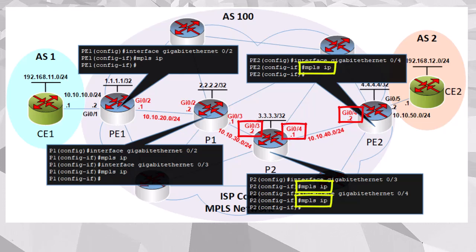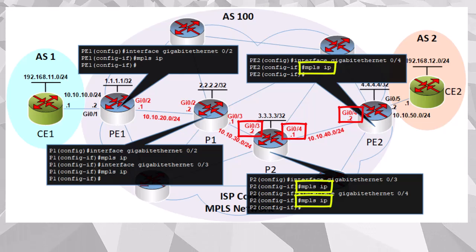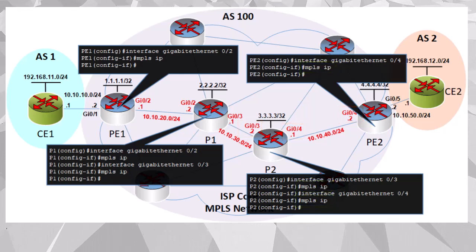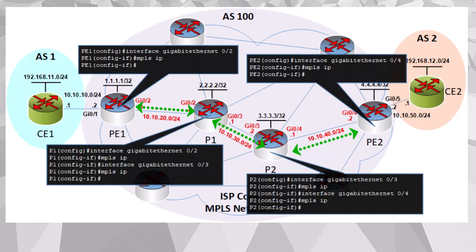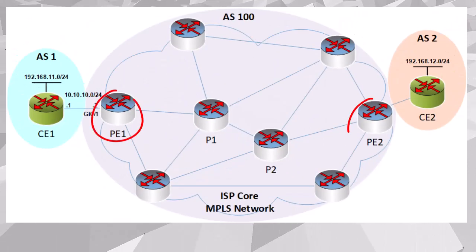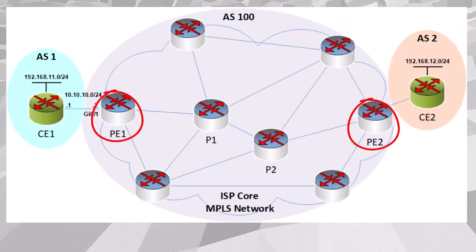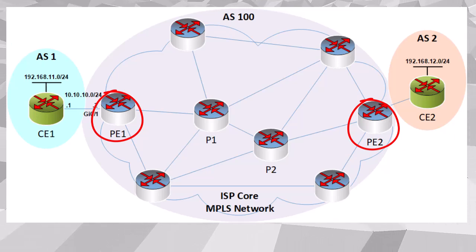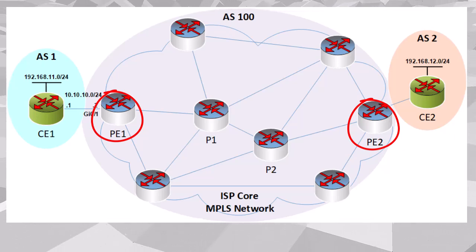Now we have set up the underlay network, the IP addressing, and MPLS, allowing the P and PE routers to create LDP adjacencies. Now we go on to create our VRFs in our PEs. Remember, VRFs are used to identify specific customers and are applied only to PEs.